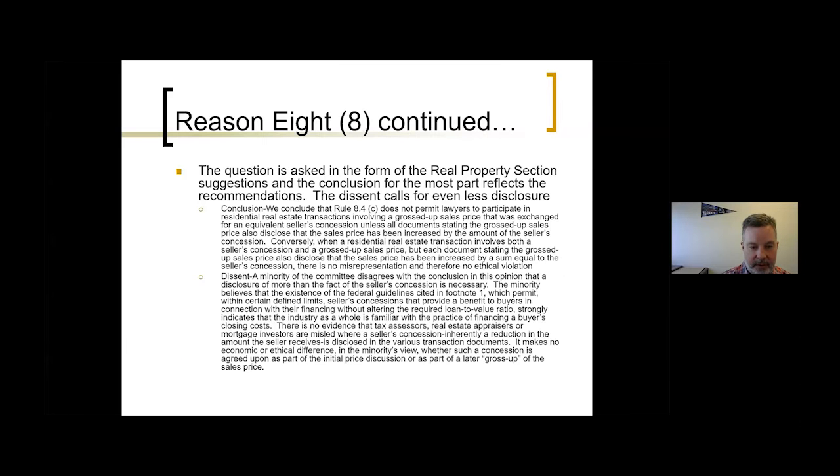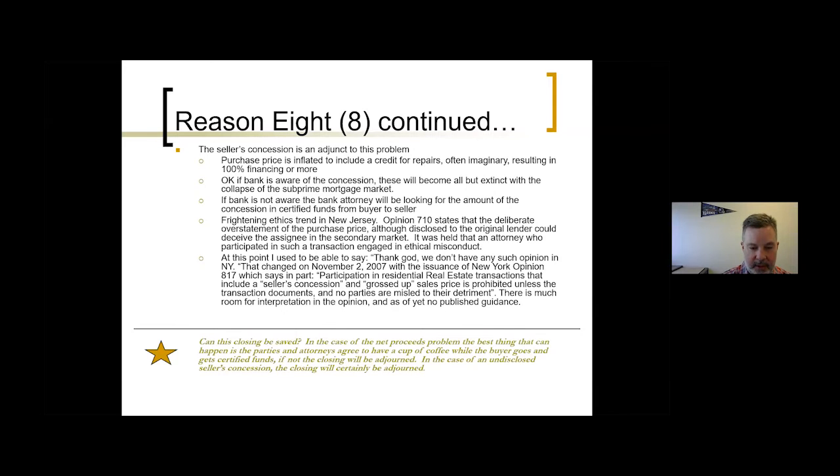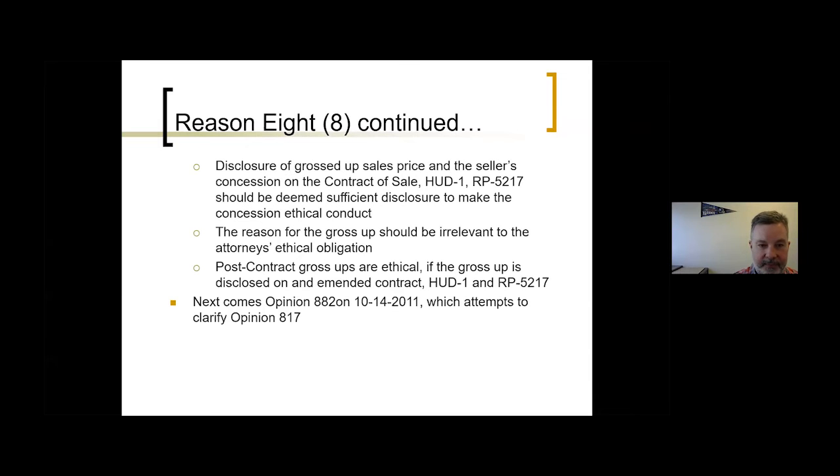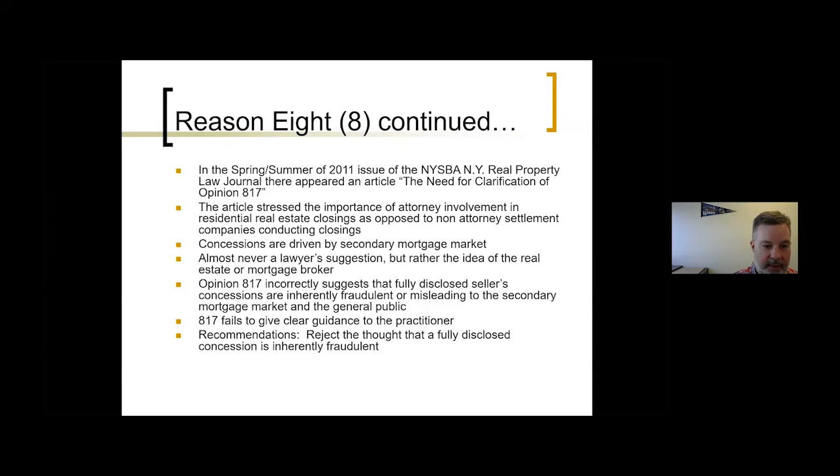Now, will this closing be adjourned? This one that we were talking about with the net proceeds problem. The best thing that can happen is the parties and attorneys just wait while the buyer goes and gets certified funds. Hopefully they can do that. If not, then the closing will be adjourned. And if you have an undisclosed seller's concession, the closing will most likely be adjourned as well. Okay.